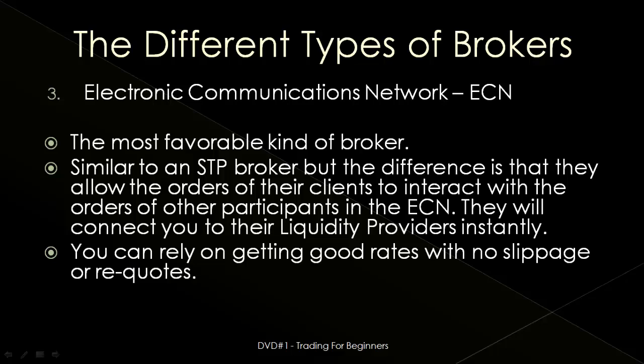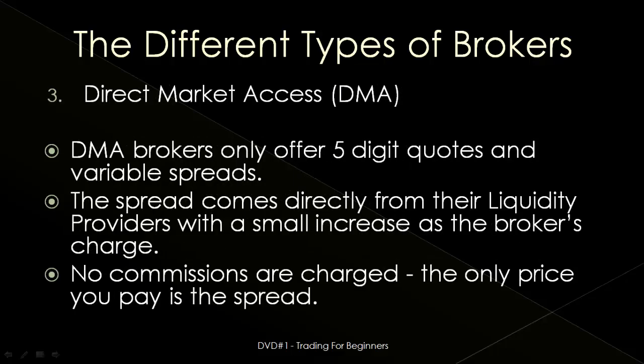Next, let's take a look at the final type of non-dealing desk broker. This is the Direct Market Access or DMA type of broker. DMA brokers only offer 5-digit quotes, and they do have variable spreads. The spread comes directly from their liquidity providers with a small increase as the brokers charge. No commissions are charged, and the only price that you pay is the spread. With the DMA broker, the spreads which are received directly from the liquidity providers are then compared, and the lowest available spread is then presented to the trader.